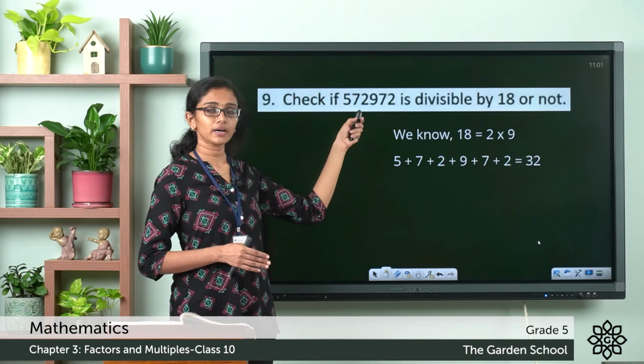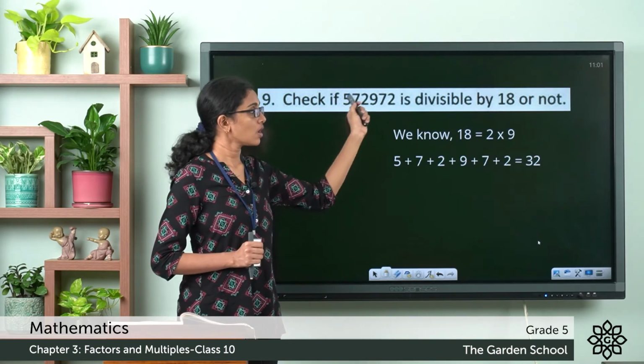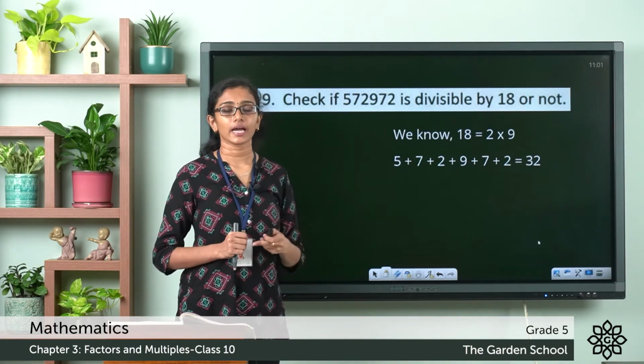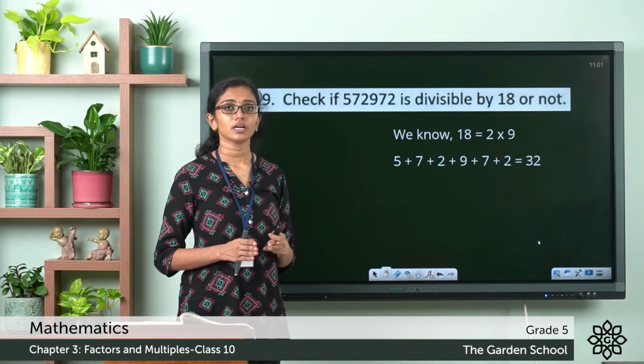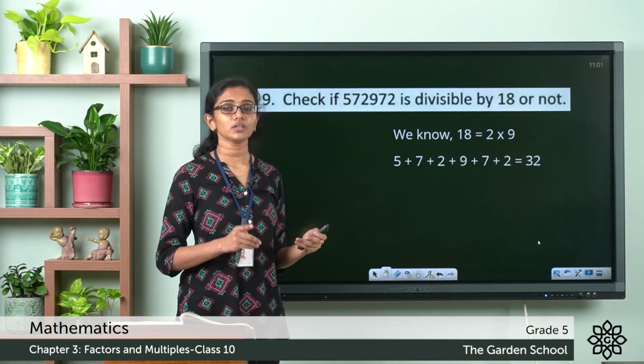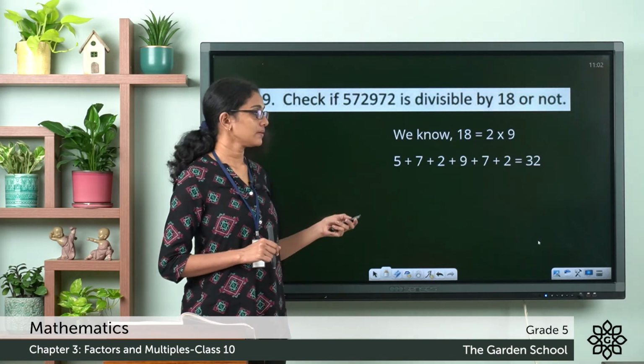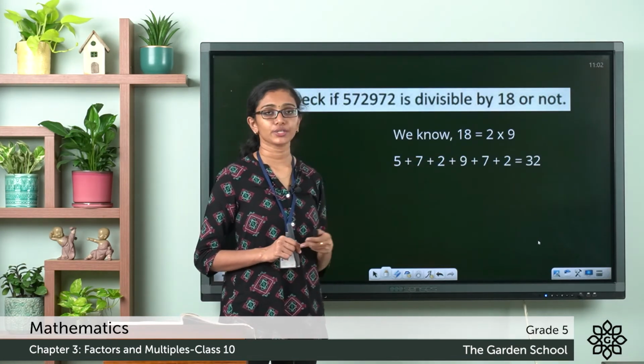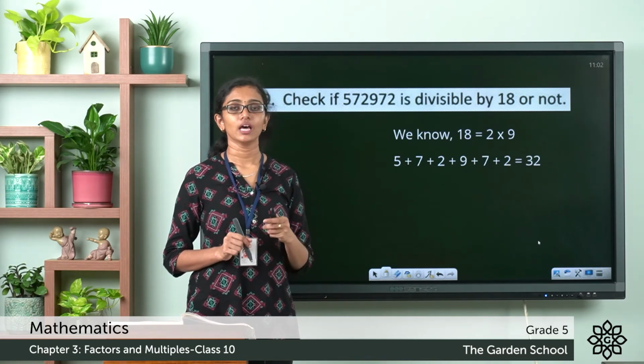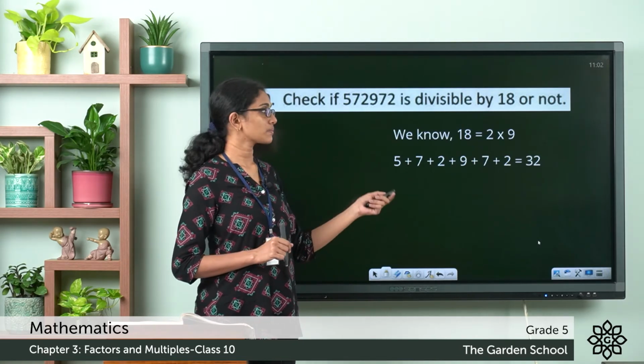It is an even number, hence it will be divisible by 2. But what about the divisibility by 9? For the number to be divisible, the sum of the digits of this number should be a multiple of 9. So if you add the digits of the number, we get the sum as 32. Is that a multiple of 9? No. So it is not divisible by 9.